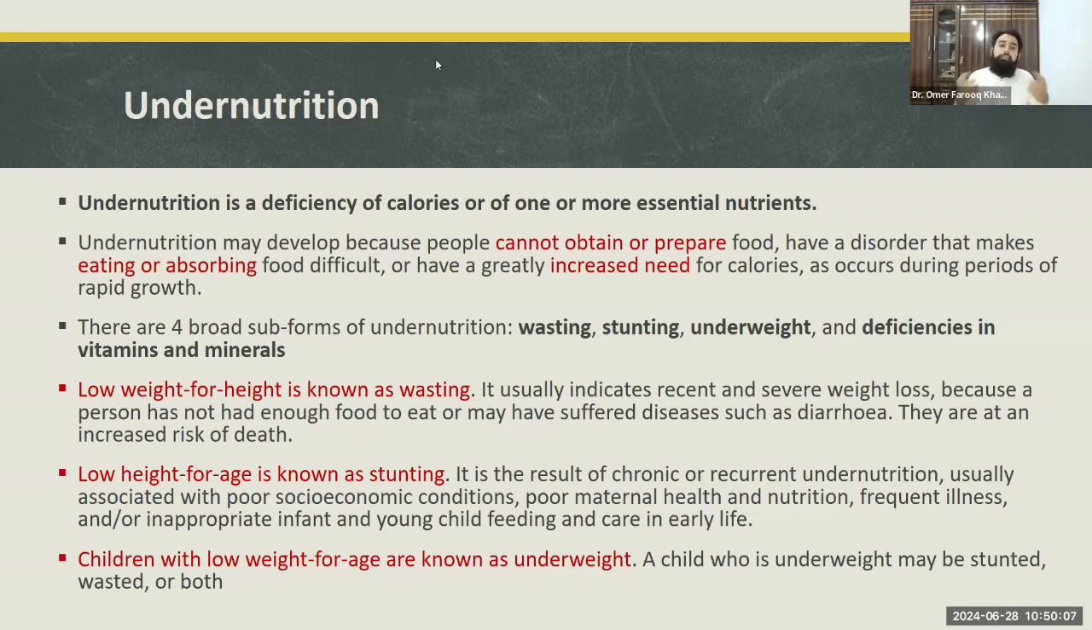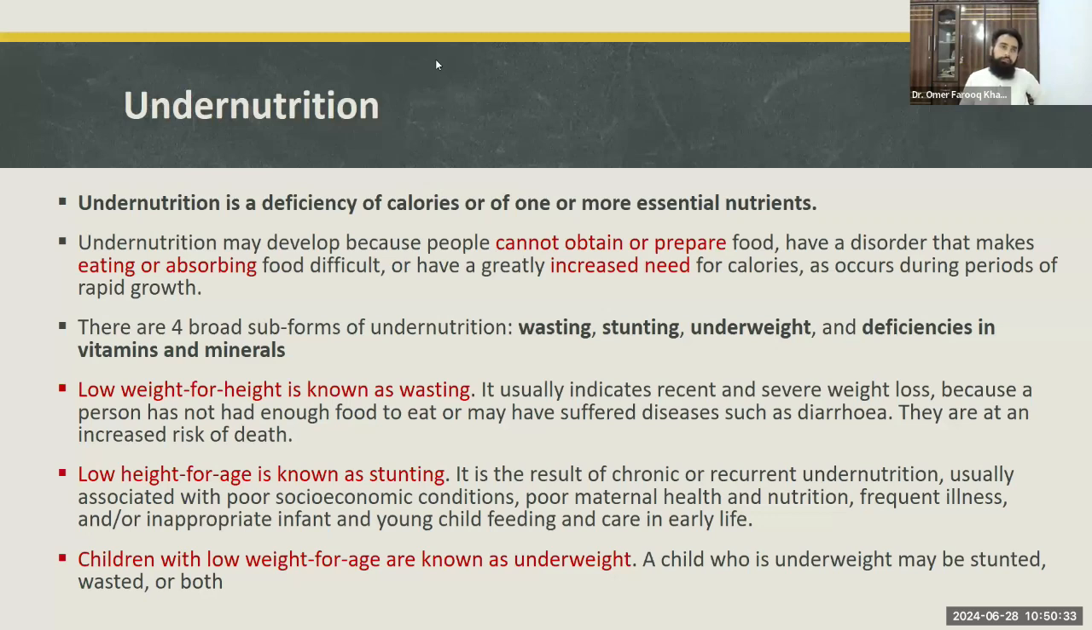So we will call it wasting. But what is stunting? It is the result of chronic or recurrent undernutrition. So when there is chronic undernutrition, not some acute problem, usually associated with poor socioeconomic conditions, poor maternal health and nutrition, frequent illnesses and inappropriate infant and young child feeding and care in early life, the child suffers from stunting.